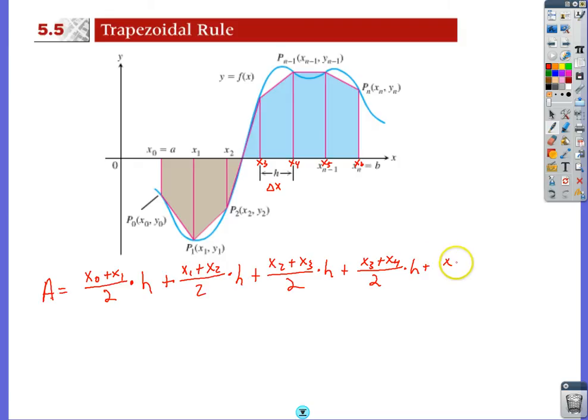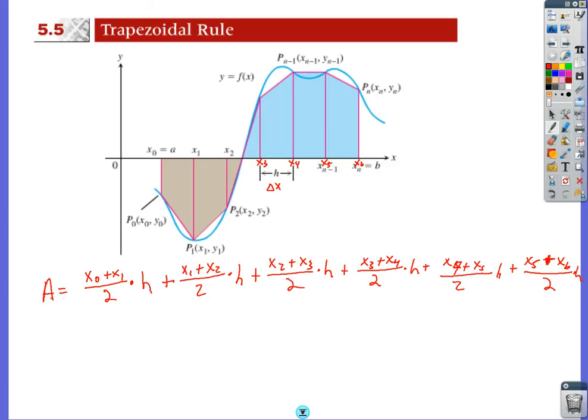The next one, x sub 4 plus x sub 5 all over 2 times h. Finally, the last one, x sub 5 plus x sub 6 all over 2 times h.